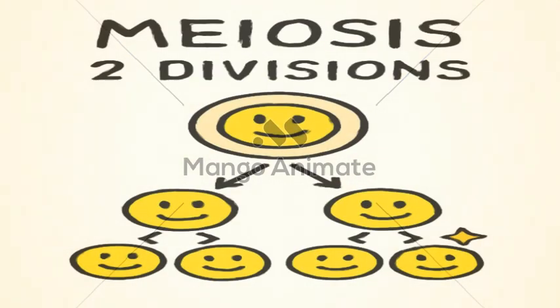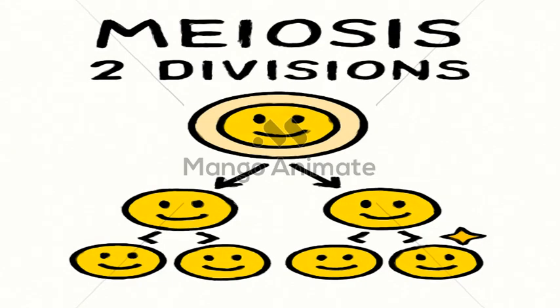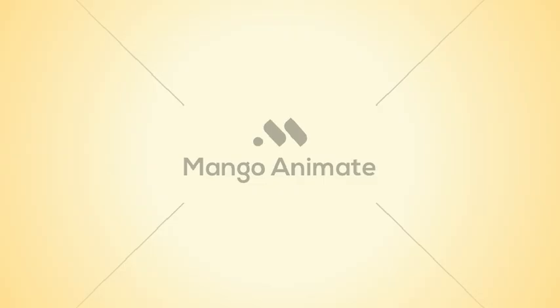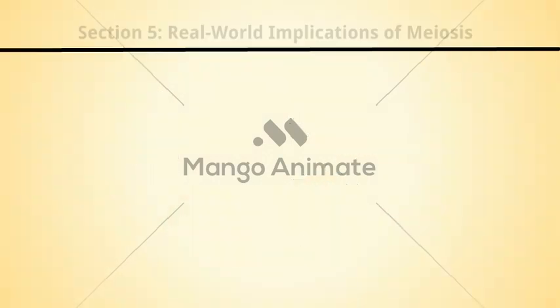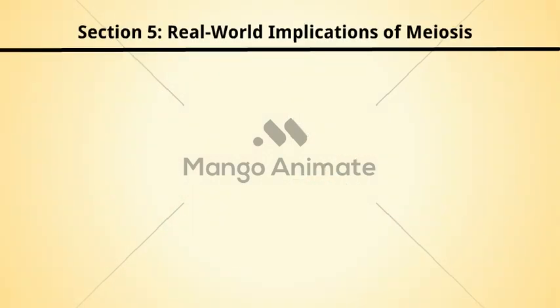Moreover, mitosis involves a single round of division, while meiosis includes two consecutive divisions. This is critical to ensure the chromosome number is halved in gametes, allowing for the restoration of the diploid state at fertilization.